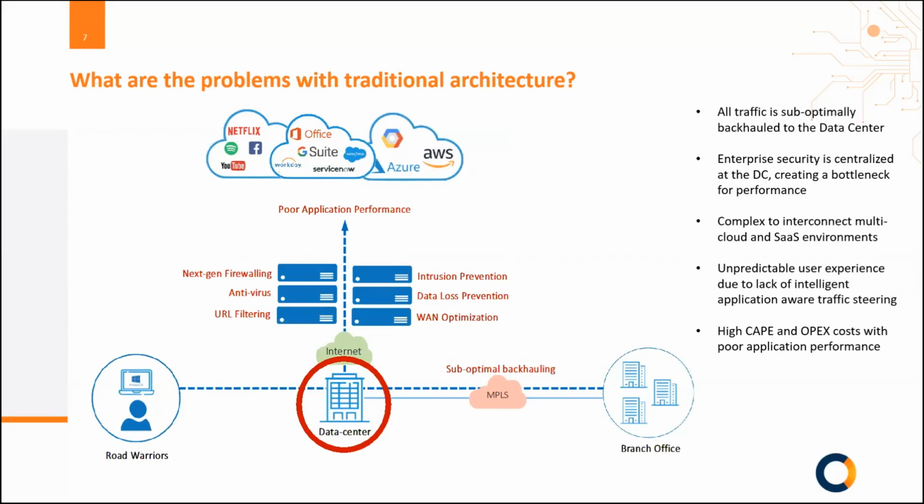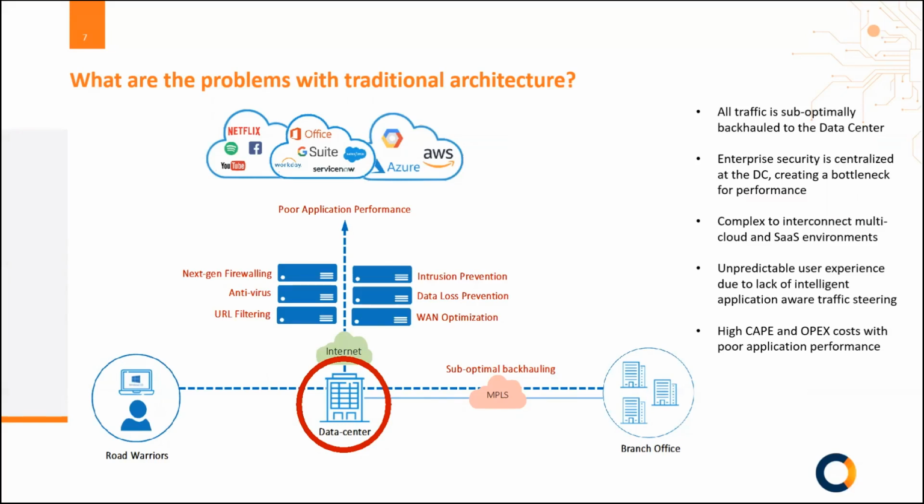Well, here we can see that the users who are accessing either from remote locations or from branch offices are basically backhauled. All the traffic is backhauled to the data center, and all the security services and WAN optimization services are centralized here, which is a huge capex. And the problem is also related to performance. It becomes a bottleneck for performance, and you end up having poor application performance. That's one of the main reasons people are reluctant to move their applications to the cloud.